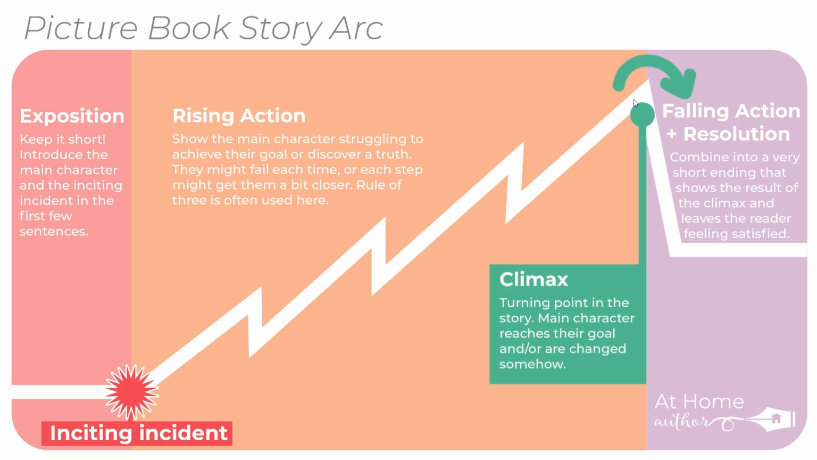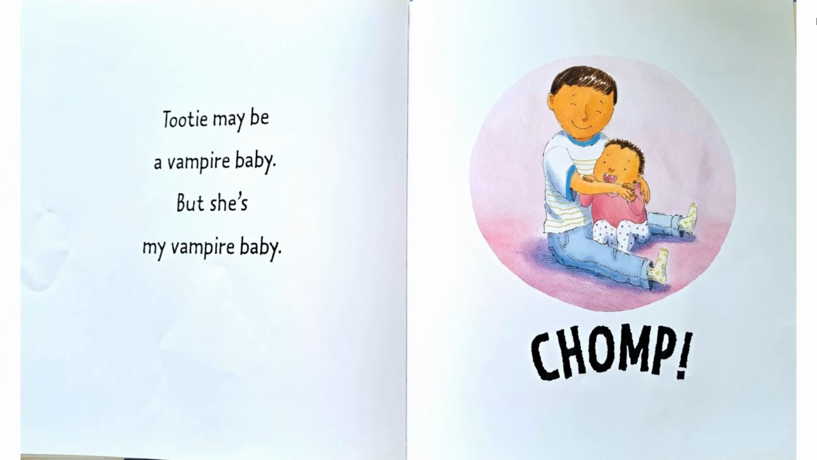Okay, so if we're following this, it should be time for our falling action and resolution. "Tootie may be a vampire baby, but she's my vampire baby." Chomp. And that's it. Do you see how quickly they wrapped that up? Right as soon as we saw that he had changed his mind, there's no reason to expand on that at all. We saw that he loved his sister in that moment. It was a very clear way to see that. And so all we had to do here is kind of leave the reader with that nice, heartwarming feeling. And a little bit of humor at the end there too.